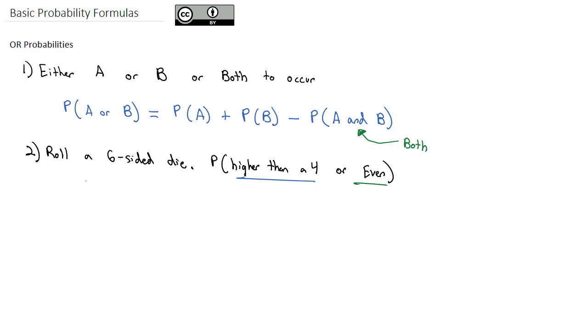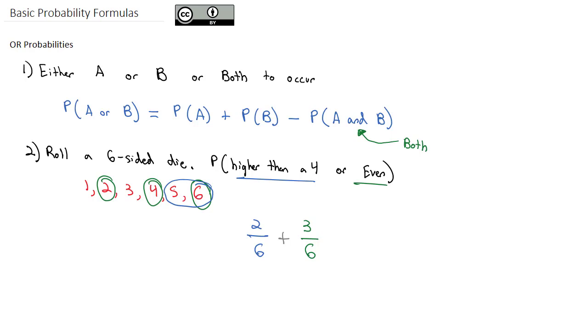So if I think about the numbers on a die, 1, 2, 3, 4, 5, and 6. If I want higher than a 4, there are two numbers that are higher than a 4. So the probability of higher than a 4, the probability of the first thing, is 2 out of 6 options. Then the formula says we add the second probability, the probability that we get an even number. Well, if I think about the numbers on the die, 2, 4, and 6 are even. There are 3 out of 6 numbers that are even.